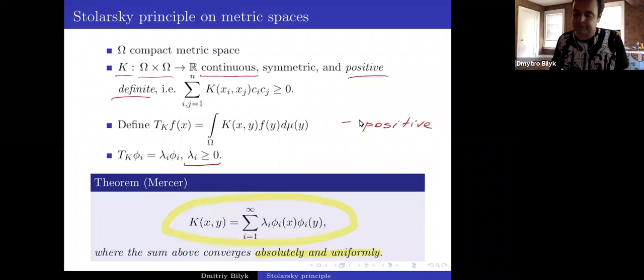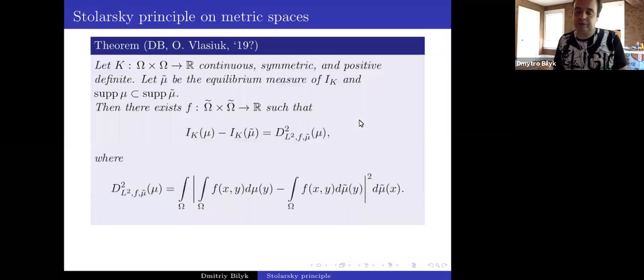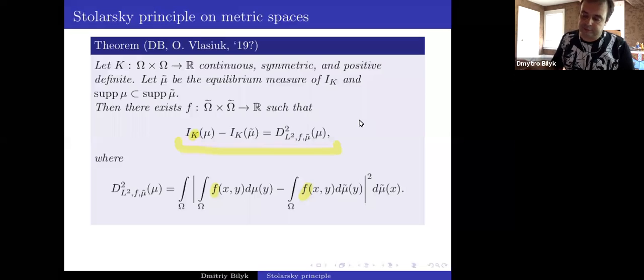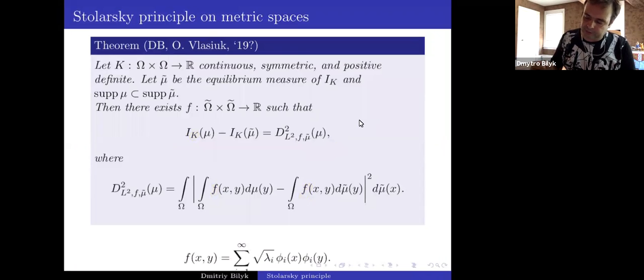Well, with this at hand, you can prove a version of the Stolarsky principle on metric spaces. We discussed that with Sasha Volberg a while ago, but we never got around to making it into a paper. So there exists a function little f, if you start with this kernel k, so that when you define the notion of discrepancy this way, you have the Stolarsky identity. And actually the proof mimics the proof on the sphere, in the sense that the way you define this function is you take that expansion of the kernel and you just take square roots of these eigenvalues, just like we took square roots of the Gegenbauer coefficients to define the little f.